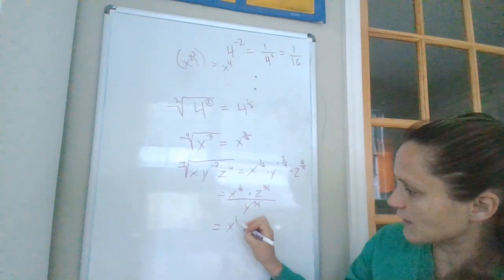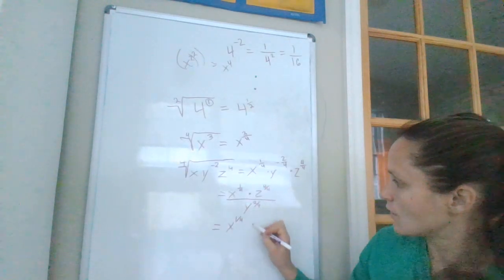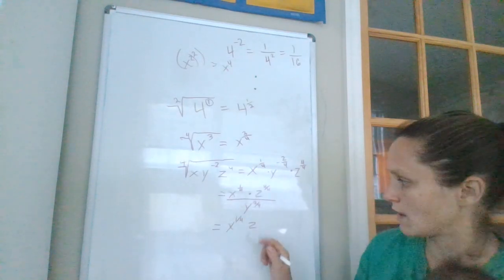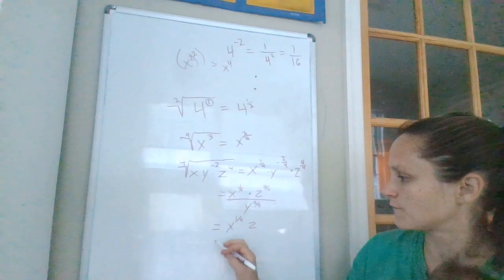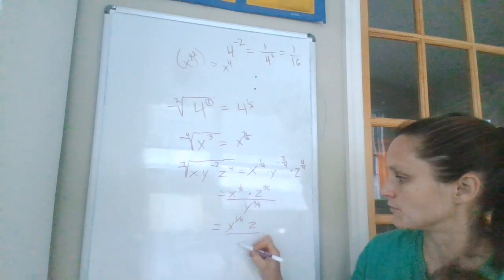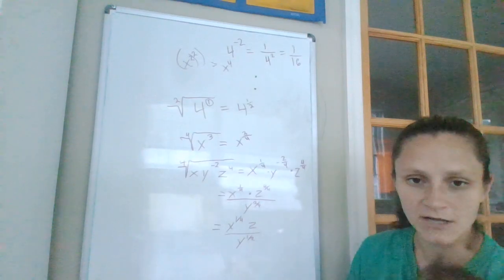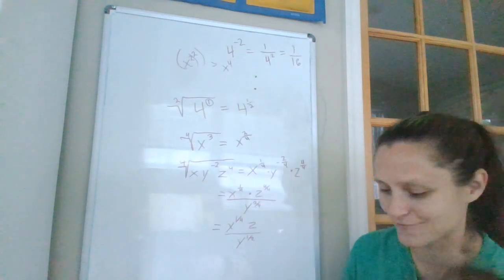exponents. So we have x to the 1/4. We have z just to the 1 because 4/4 is 1. And then here, 2 divided by 4, that's going to simplify down to 1/2. So y to the 1/2. And we're done. So there's a little bit of fun math for you.